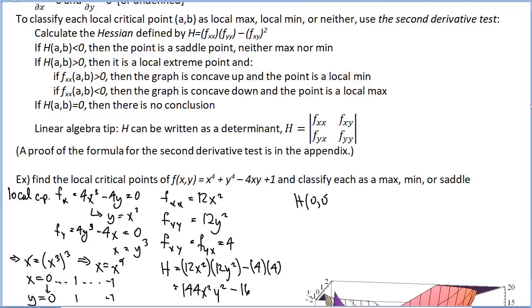So the Hessian of (0, 0), plug it in, you just get negative 16. Since the Hessian is negative, it's a saddle point. Next, we calculate the Hessian at (1, 1). So plugging that in, 144 minus 16, you just get 128. So therefore, it's a local extrema, and we need to go further.